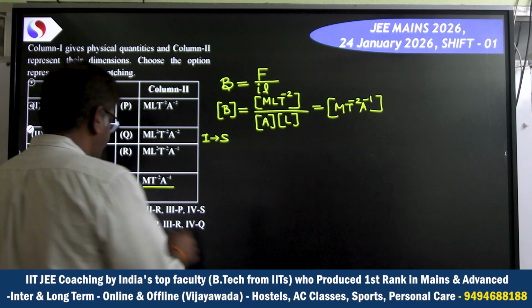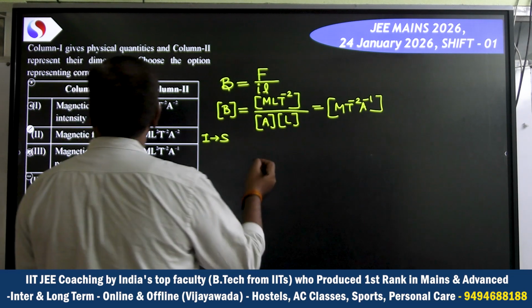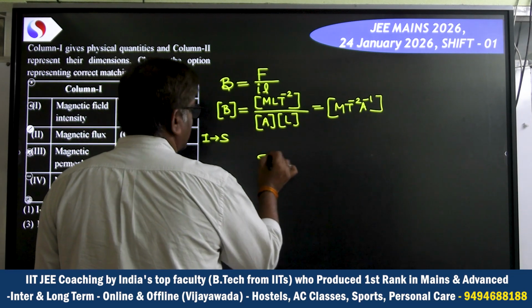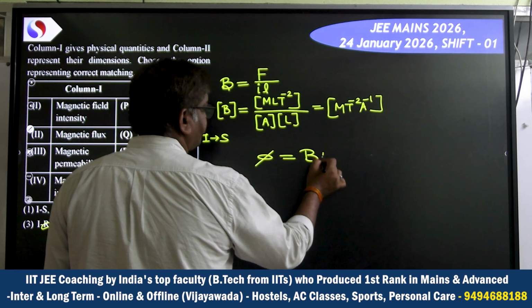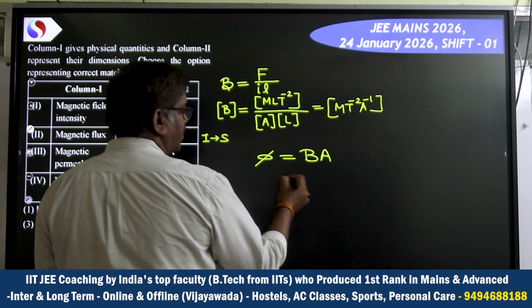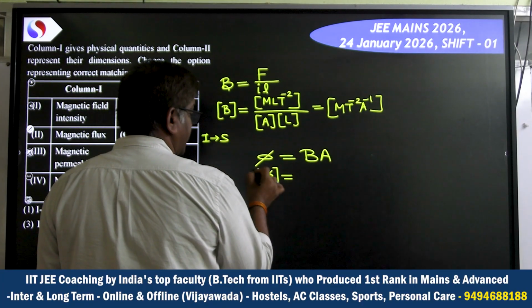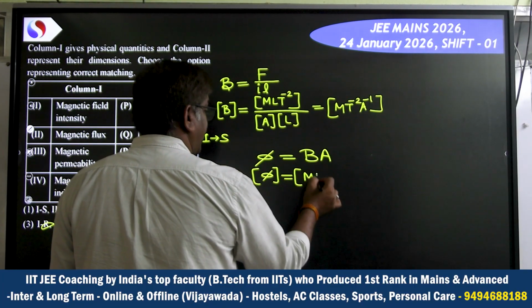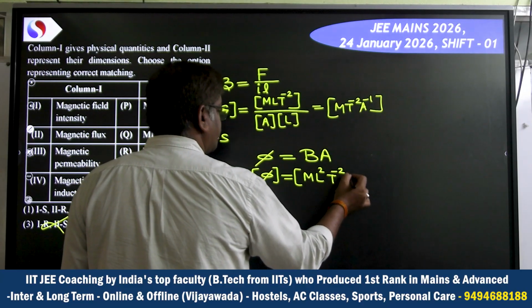Now second, it is there in two options, so let's check the second one. Flux. Now flux is equal to B into A. So B you already got, into A. That means magnetic flux you can write as ML2 T minus 2 into A minus 1.